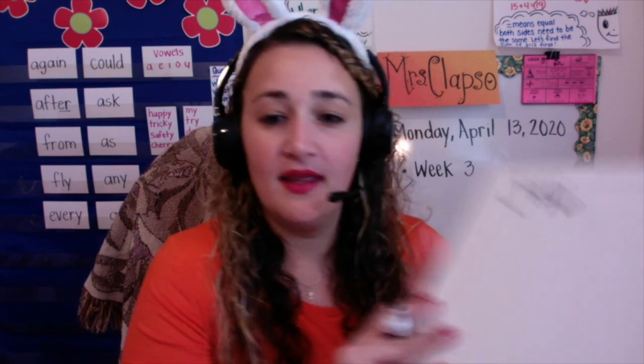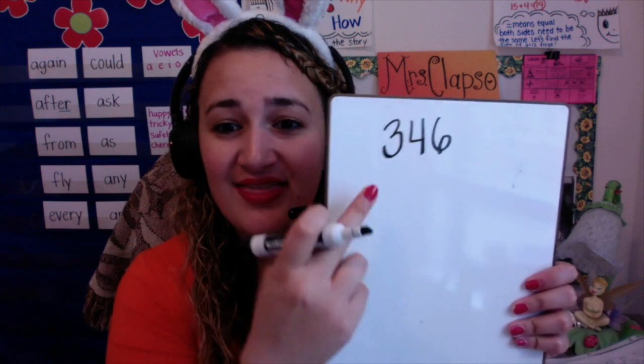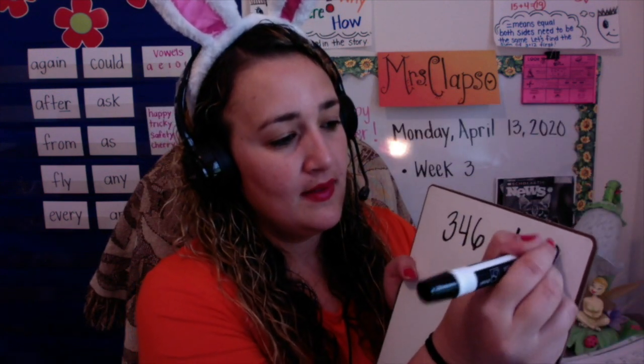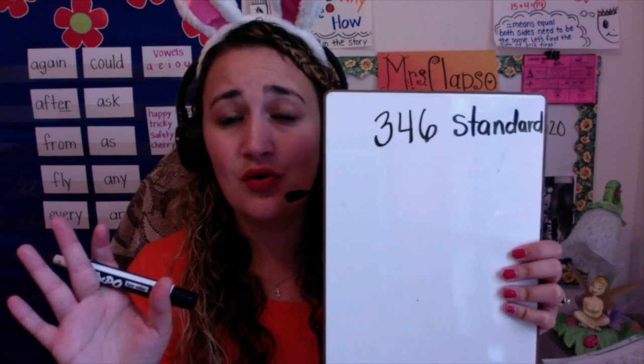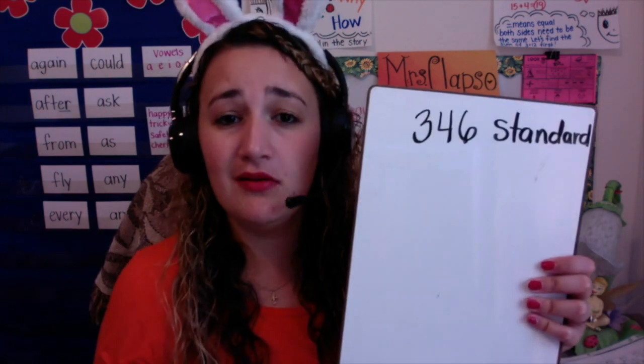So let's just pick any number. Let's say 346. If I write it this way, this is called standard form. This is standard. It's normal. It's basic. That's how you write it.